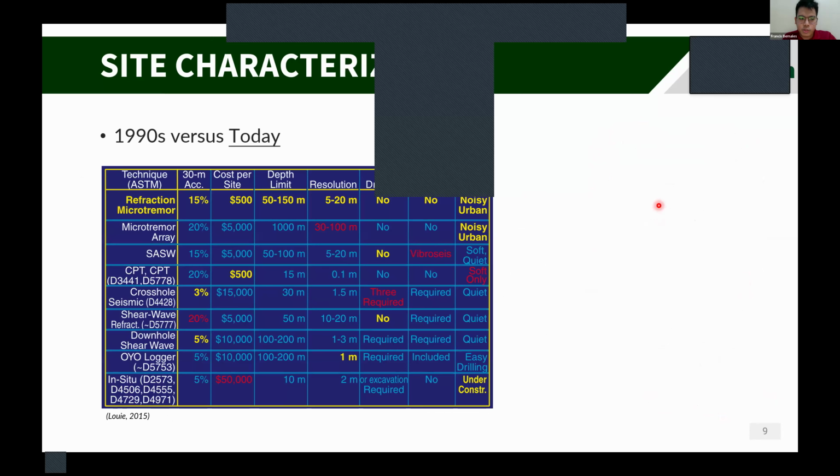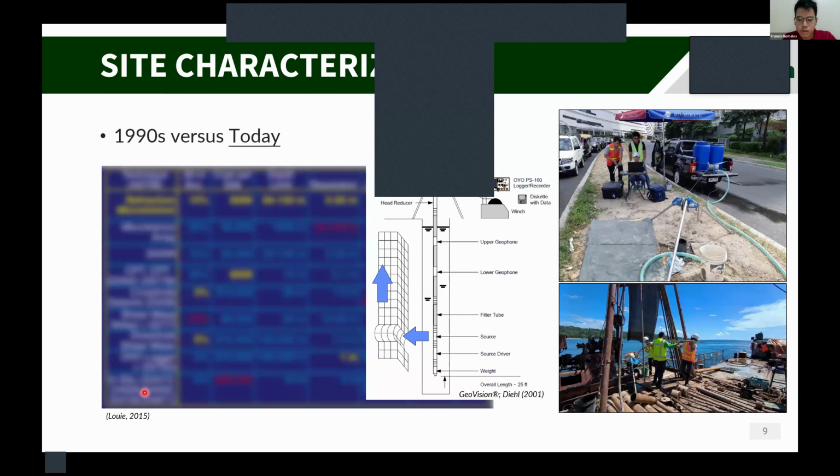And comparing that with the case today, there's actually a lot of methods that you can use to characterize your site. So a lot of these methods listed here already being done in the case of the Philippines. And I want to highlight specifically what's done in our group. So this is our group doing suspension logging right in the middle of a busy street in Manila for a subway project. And then this one is for an offshore project, so where we actually set up right on a barge for an offshore project.